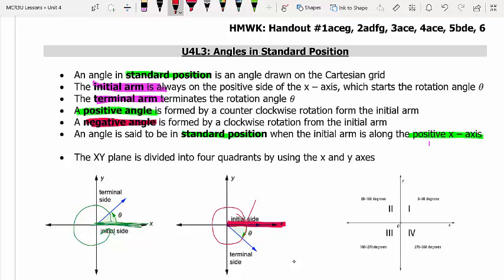Okay, it's also important to know that the Cartesian grid is divided into 4 quadrants, and the quadrants are just separated by the x and y axis. So this is the first quadrant, this is the second quadrant, this is the third quadrant, and this is the fourth quadrant. Very important to know that order and be able to identify quadrants by their number names.